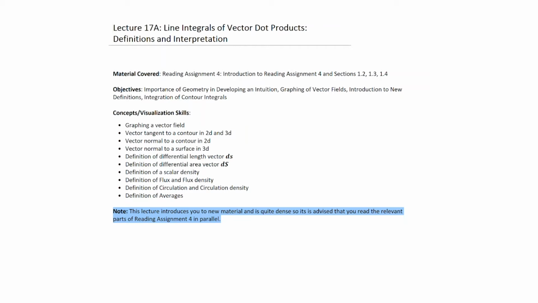The objectives of this particular lecture are to understand the importance of geometry and developing intuition, the graphing of vector fields, introducing you to new definitions, and integration of what we call contour integrals, which will be useful later on when we start looking at some actual physical problems in which vector calculus relationships are exploited. The concepts and visualization skills are quite lengthy, but we'll go through each one in turn. A reminder that this lecture introduces new material and is quite dense, so it is advised that you read the relevant parts of Reading Assignment 4 in parallel.